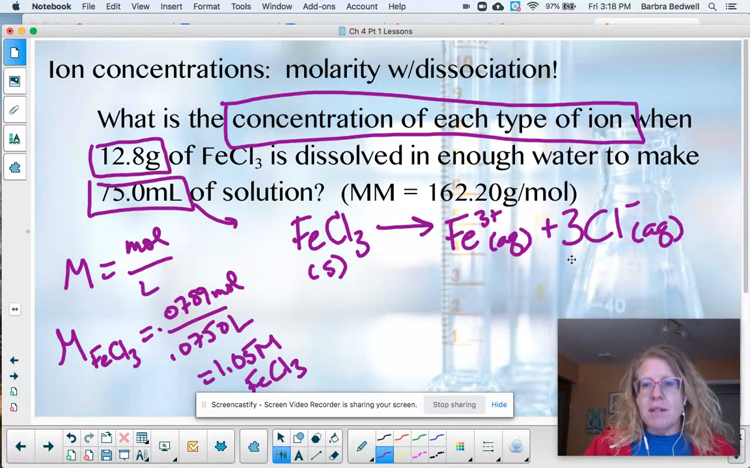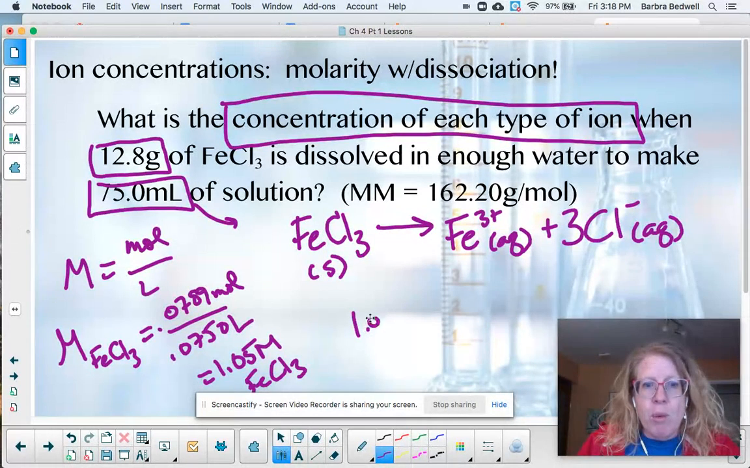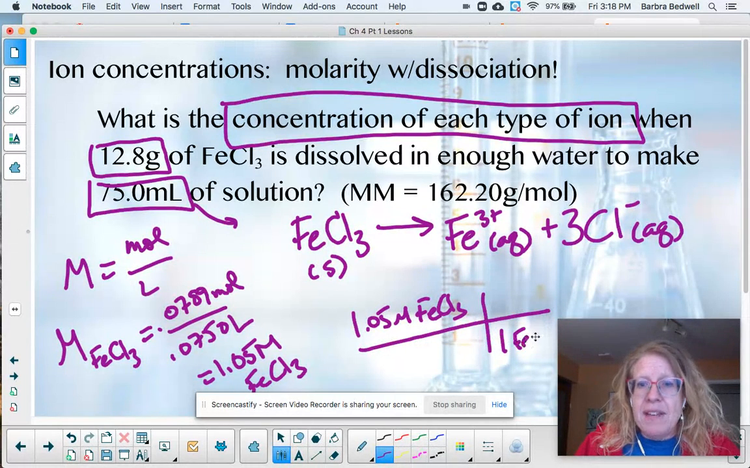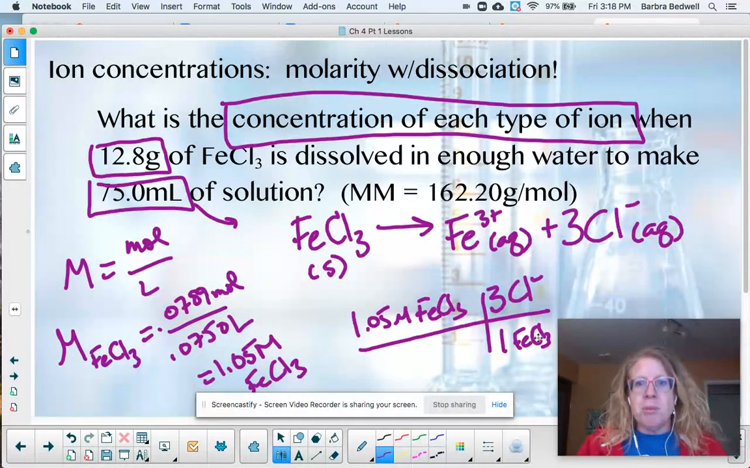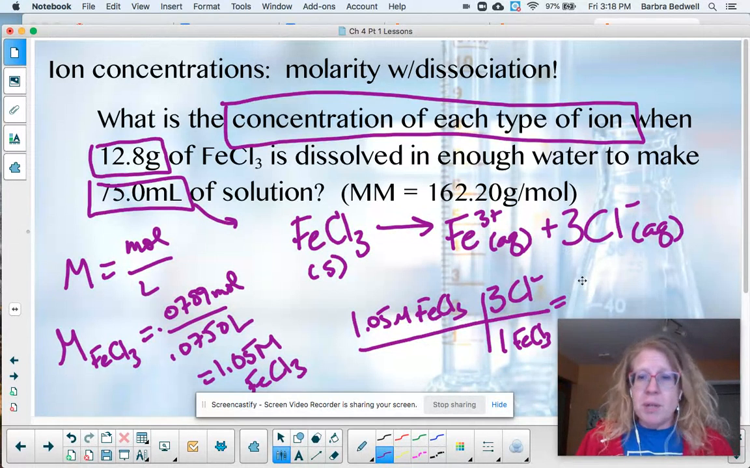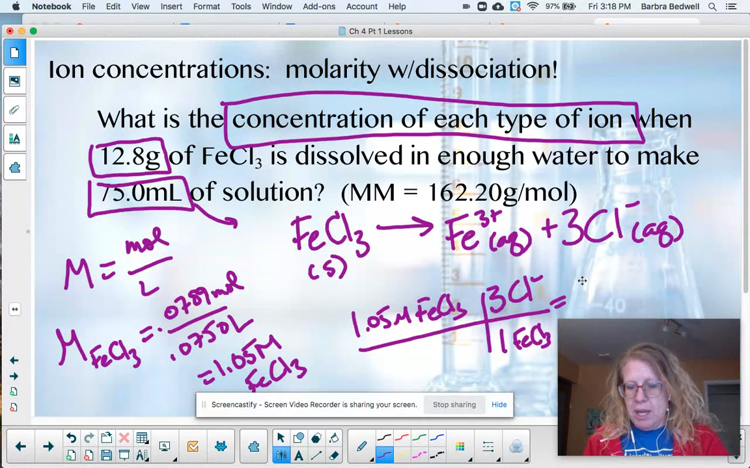So you can think of this like a little stoich problem. For every one of these, there are going to be 3 of these. So if I have 0.105 molar FeCl3, I know that one FeCl3 molecule is going to make 3 Cl ions. It's basically a mole to mole ratio. 1 mole of FeCl3 is going to give me 3 moles of chloride ions. So really all you're doing is multiplying it by 3, but you have to take into account those subscript numbers. So be really careful with that.